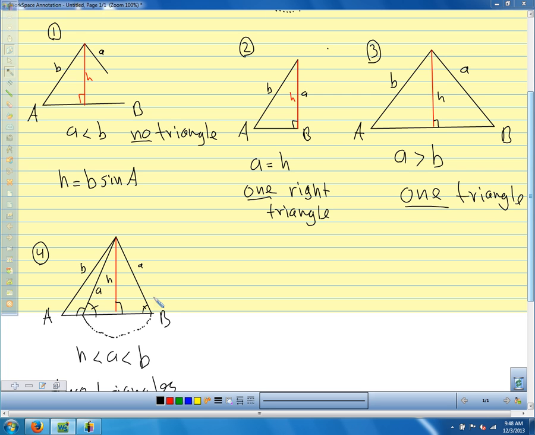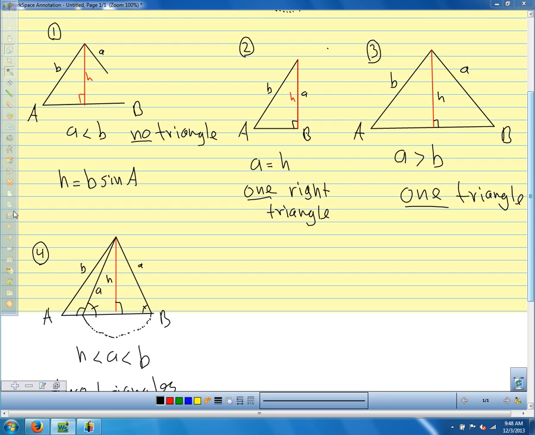So, questions on those possibilities and how they work out? Okay, again, side-side-angle triangles, that's the only ones we have to worry about. Find the heights and find how your sides compare to the heights and to each other. Yes? All right, let's look at what happens with an obtuse triangle.